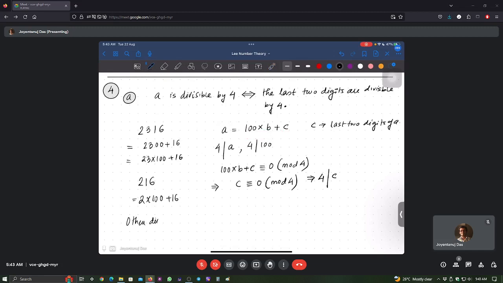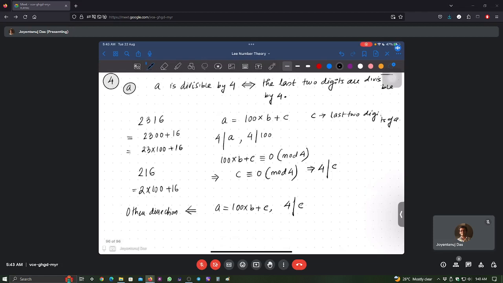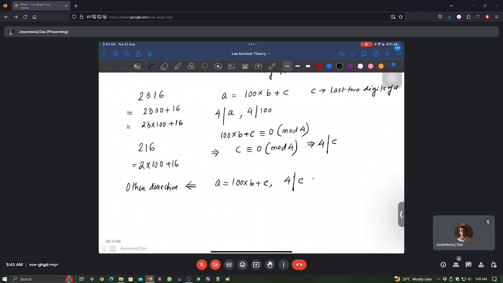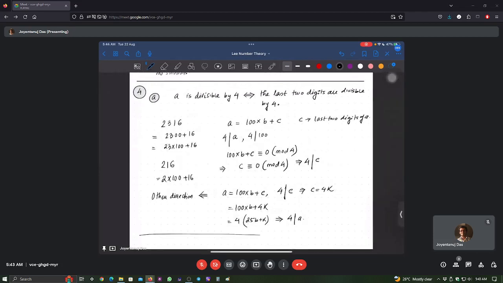So the other direction. We are proving this side. Here A is 100 times B plus C, and I know that 4 divides C. The last two digits are divisible by 4. So I can always have C equal to some 4K. So it's 100B plus 4K, and I can take out a factor of 4. So from here I can conclude that 4 divides A. So I think this is fine, right?